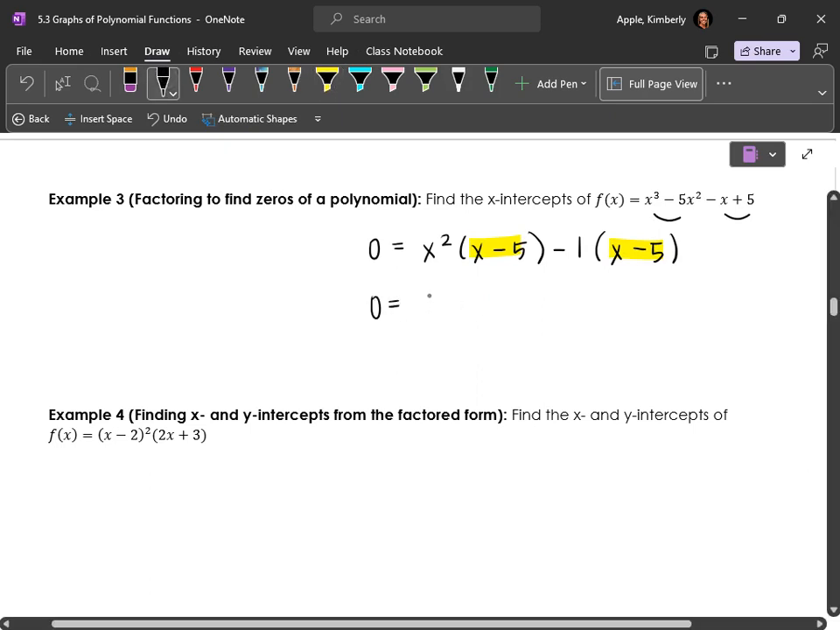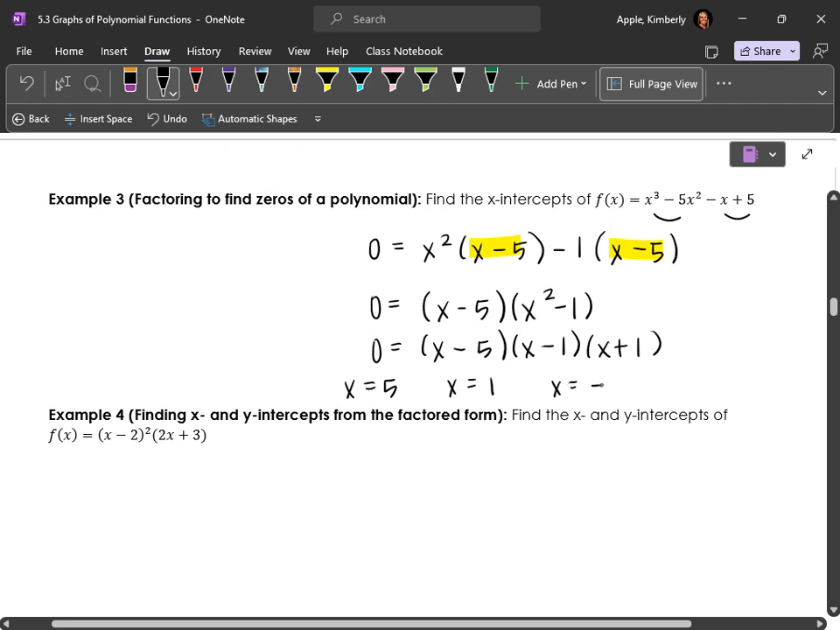And my key indicator that I'm doing this correctly is that these two factors are the same. So then I can factor this binomial out of both, and I'm left with x squared minus 1, which will factor a little bit further because that is a difference of squares, x minus 1, x plus 1. And then again jumping straight to the zeros, that's x equals 5, x equals 1, and x equals -1. 3rd degree polynomial. I do have 3 roots, and so I know that I've found them all.